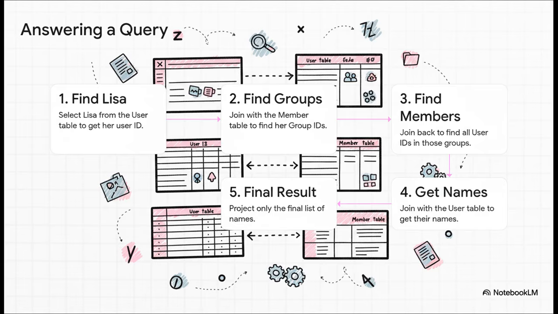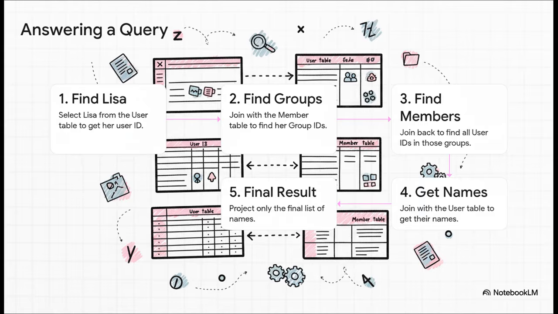So let's try something tricky. Who is in Lisa's groups? We can build a plan just like this. First, we select Lisa from the user table to get her ID. Then, we join that with the member table to find her groups. After that, we join again to find all the other members of those same groups. And finally, we join back to the user table to get their names and project just the names for our final result.